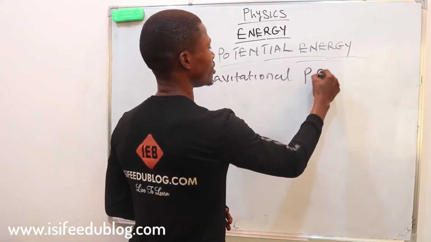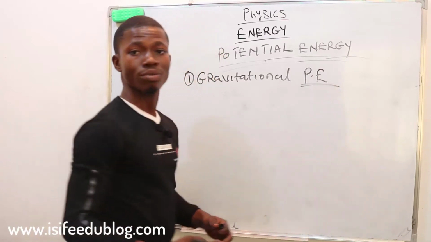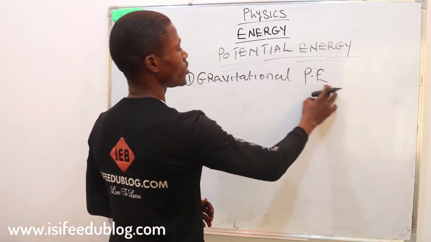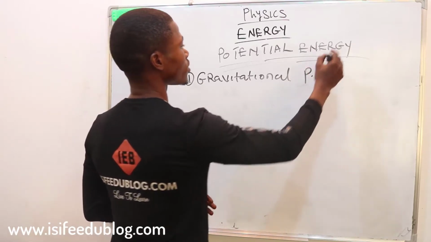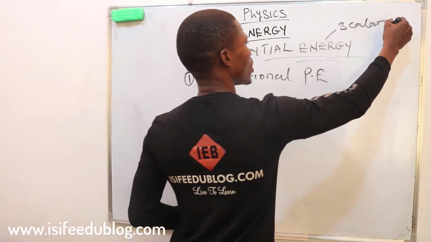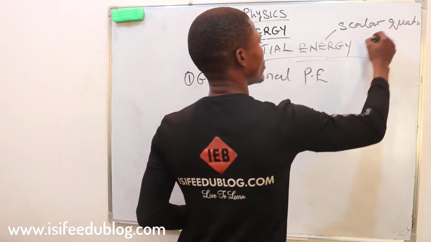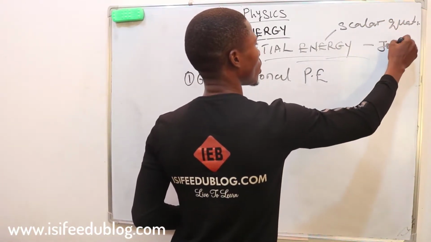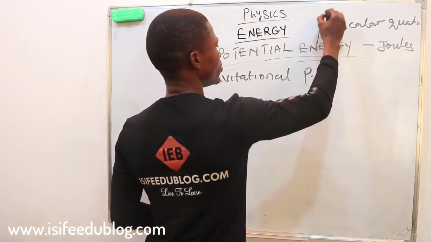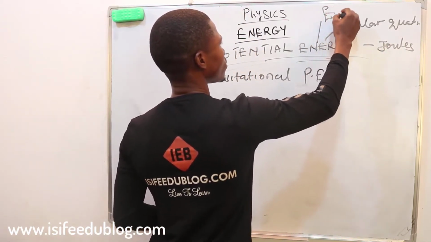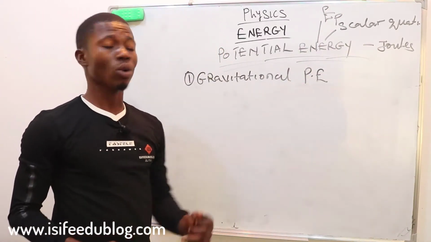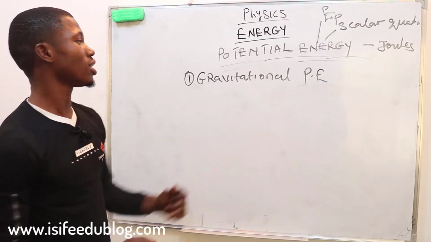This is its symbol. You can represent potential energy with this, and it is also a scalar quantity, measured in joules. The symbol can also be something like EP, E subscript P. Gravitational potential energy is the number one form in which potential energy can exist.